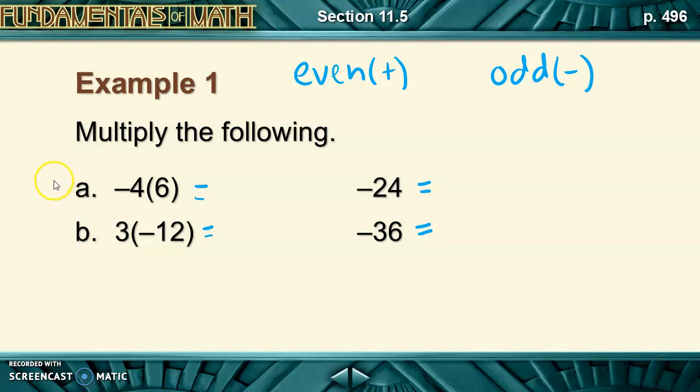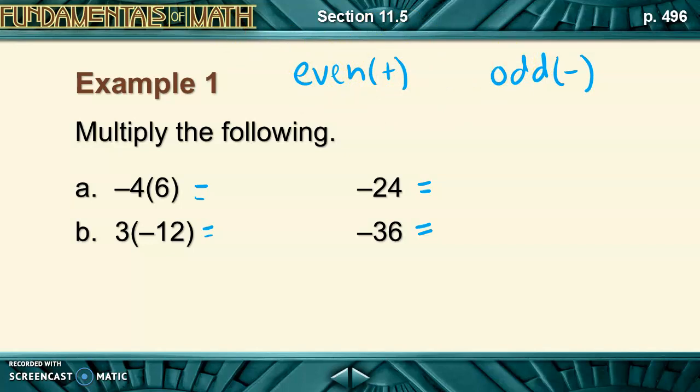Multiply the following problems. Notice at the top of the slide, I wrote: even is a positive answer, and an odd amount of negative signs is a negative answer. I think it is very helpful to write this at the top of your homework page, because you're supposed to write these things down in your notebook still. Start by writing this and refer to it whenever you need to.